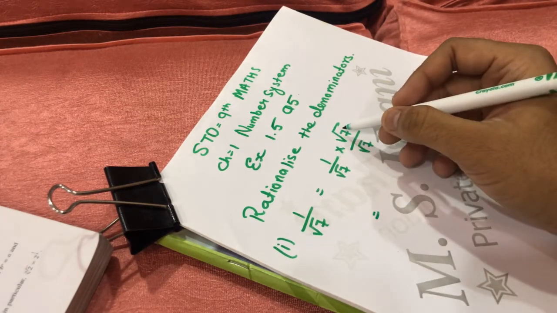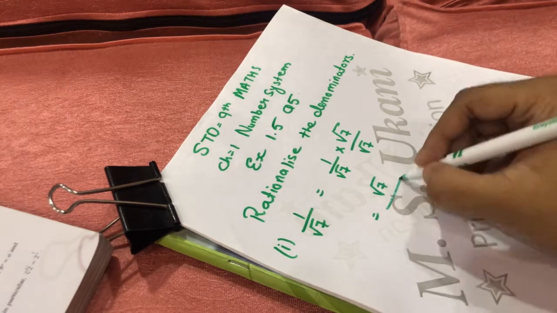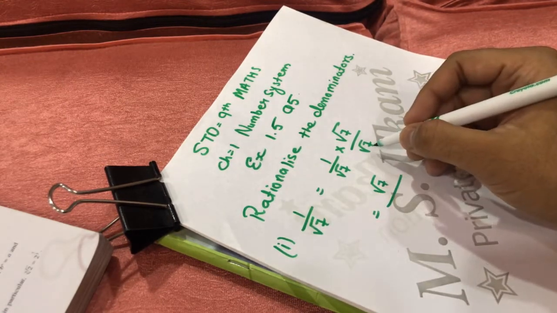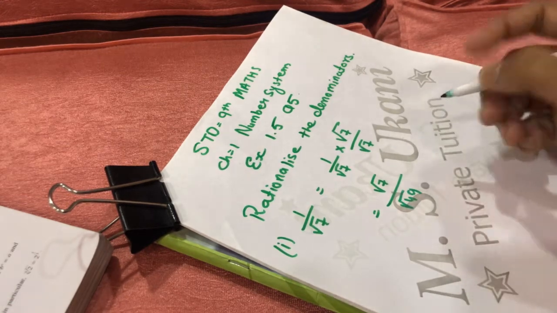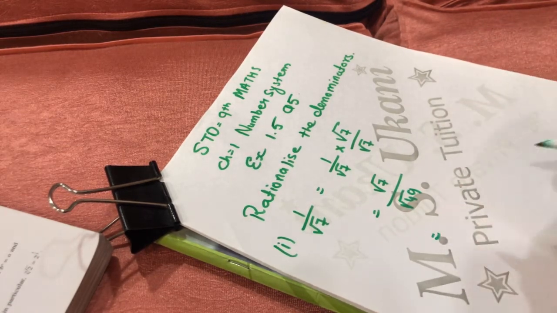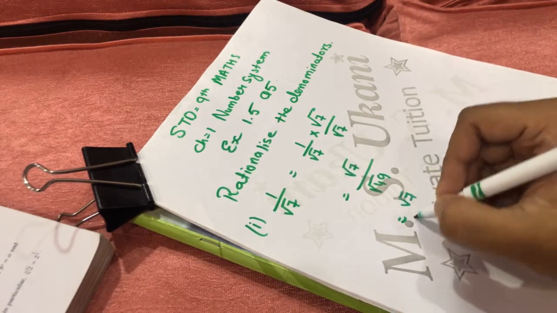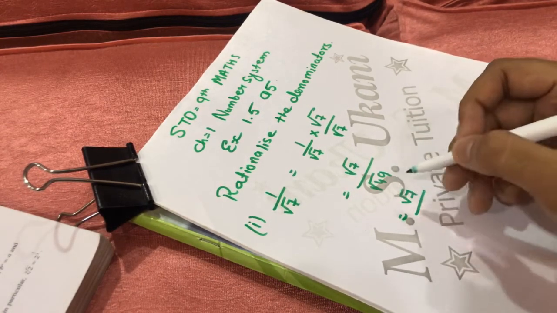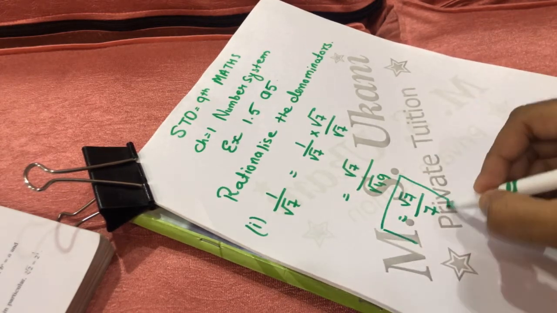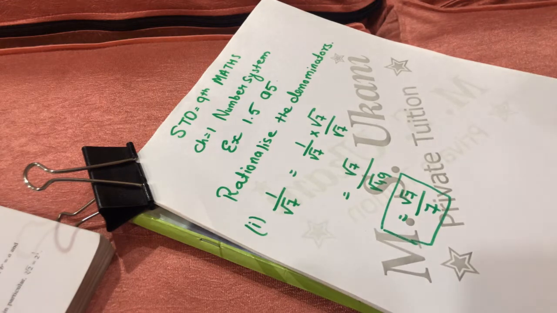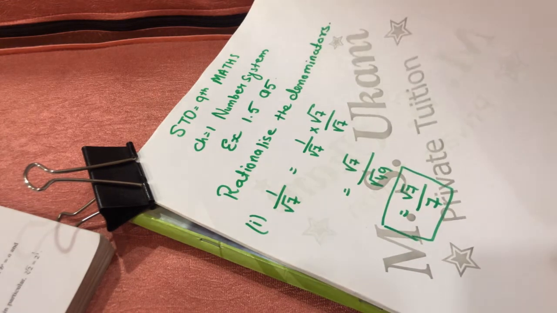1 multiplied by root 7 means root 7, upon root 7 multiplied by root 7, as you know, is root 49. Further, root 7 upon the square root of 49 is 7. So this is our final answer. Okay, let us move to the second one.